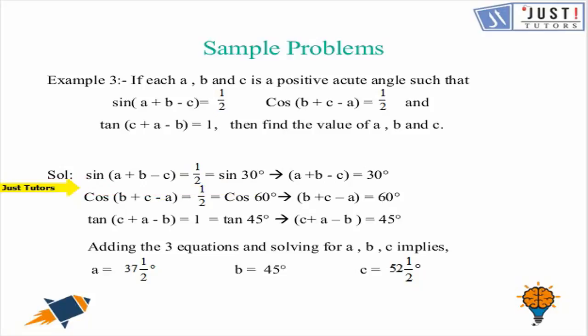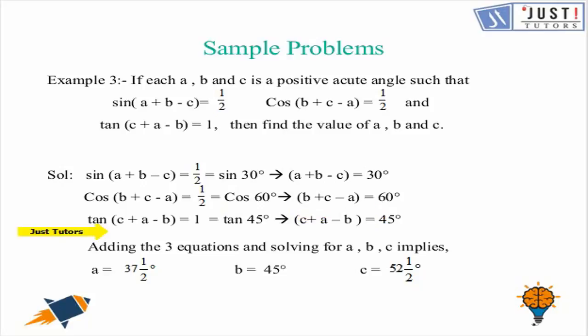And now because of the same operator, we can equate the angles. So that gives us A plus B minus C is equal to 30 degrees. Likewise, we can do that for cos. Cos of B plus C minus A is equal to half, and with the help of the table we can get that cos 60 degrees is half. So we can write it down as cos of B plus C minus A is equal to cos 60 degrees. Now again the operator is same, so we can equate the angles. So that becomes B plus C minus A is equal to 60 degrees.